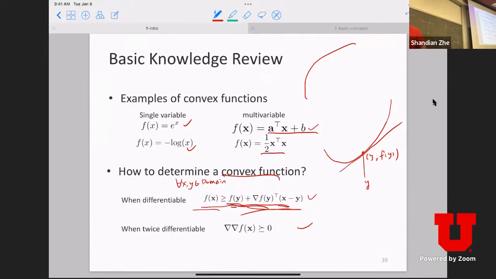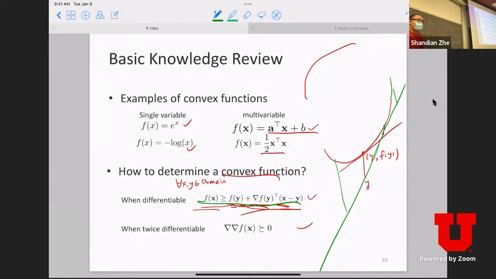Okay. So if you pick another y and draw another tangent line, you can see that all the function values will stay above this tangent line. This is basically what this inequality says.